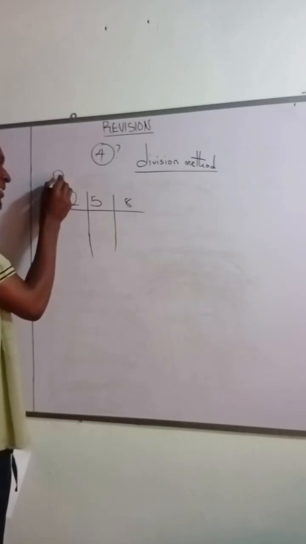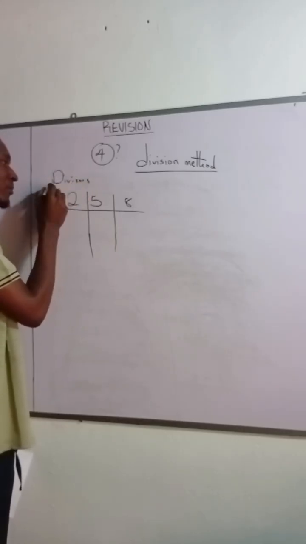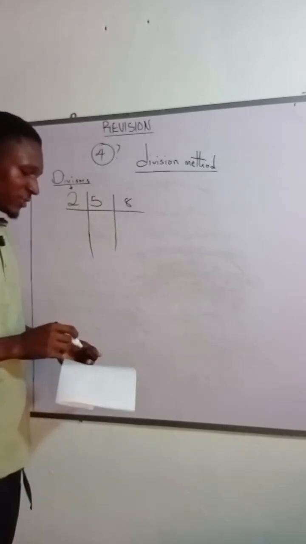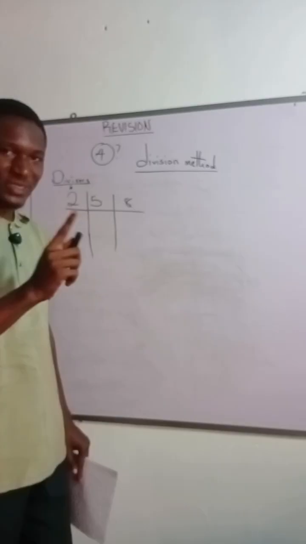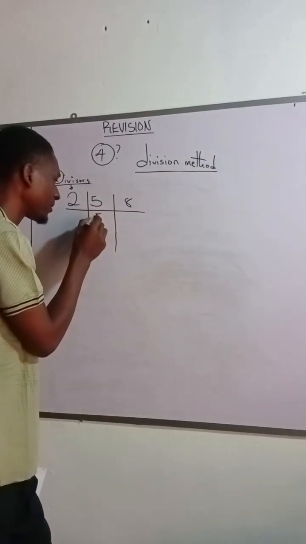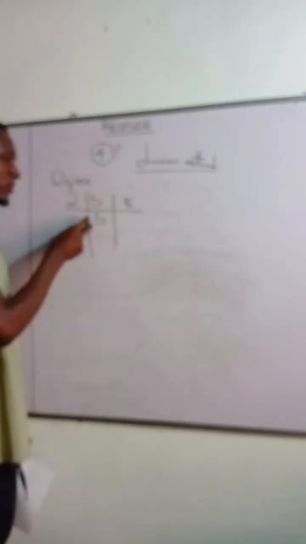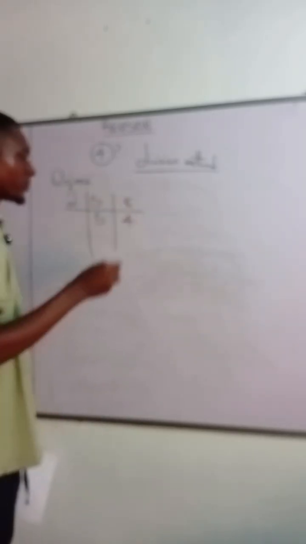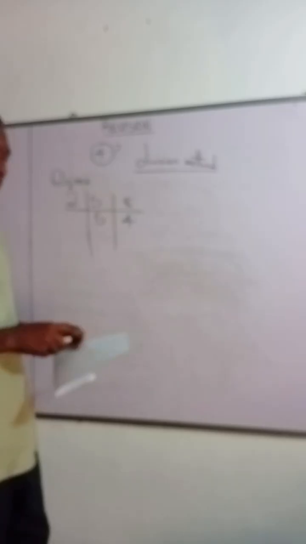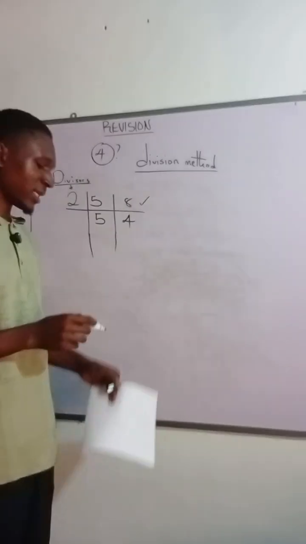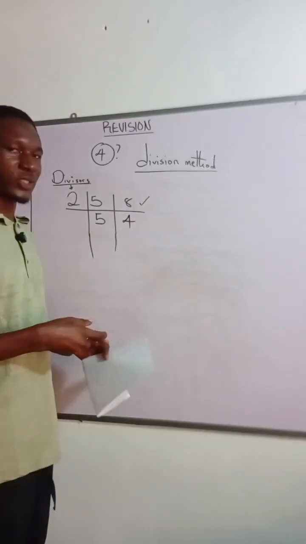Remember, all our divisors, we are going to write them here. So when you use 2 to divide 5, it's going to have a remainder. Don't divide if you are going to have a remainder. Just write that 5 again, because 5 divided by 2 is going to be 2 remainder 1. So just write 5. But 8 divided by 2 is 4. Now we are done with the first line. It is very, very important that you follow these steps carefully so that you don't miss the questions.